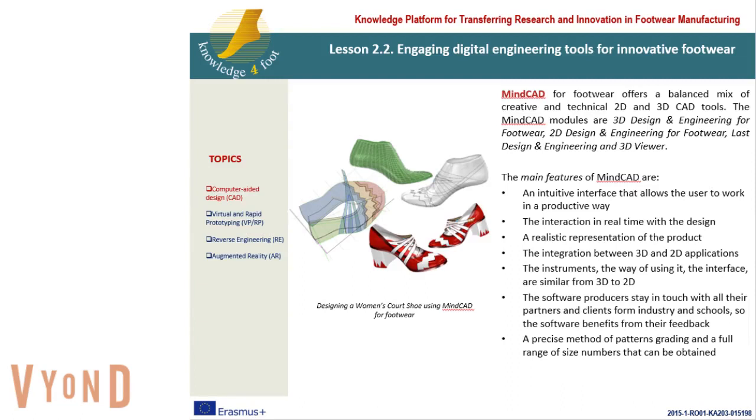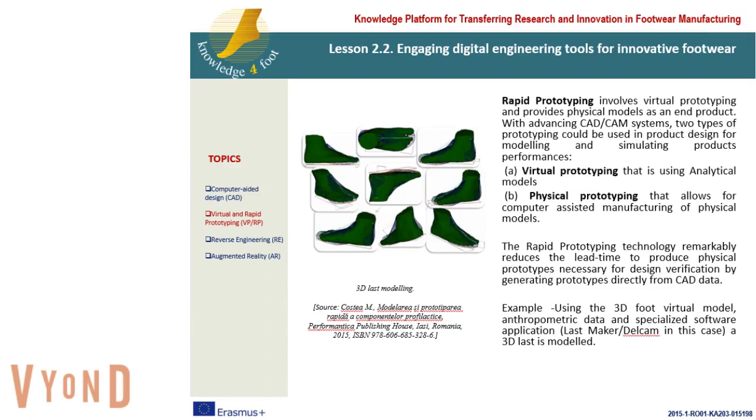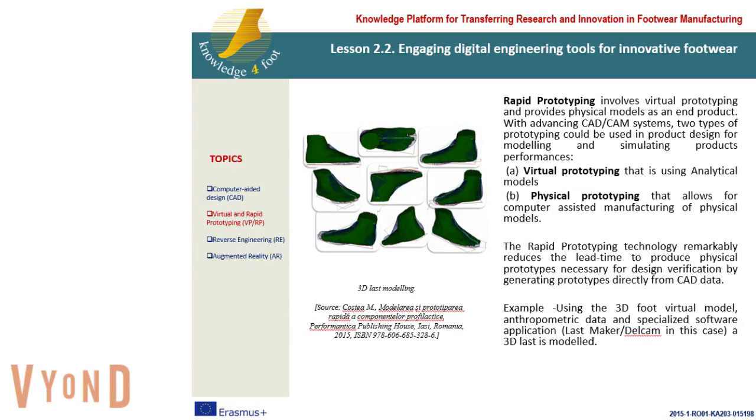be obtained. Rapid prototyping involves virtual prototyping and provides physical models as an end product. With advancing CAD/CAM systems, two types of prototyping could be used in product design for modeling and simulating products' performances. A. Virtual prototyping, that is using analytical models. B. Physical prototyping, that allows for computer-assisted manufacturing of physical models.